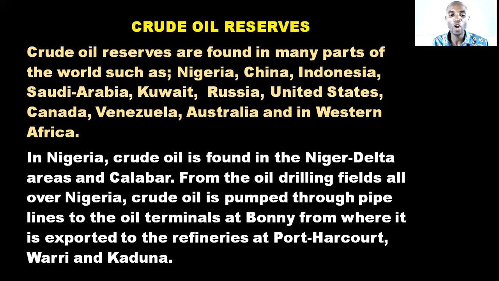And in Nigeria, crude oil is found in the Niger Delta areas and Calabar. From the oil drilling fields all over the Niger Delta, crude oil is pumped through pipelines to the oil terminals at Bonny, from where it is exported to the refineries at Port Harcourt, Warri, and Kaduna.